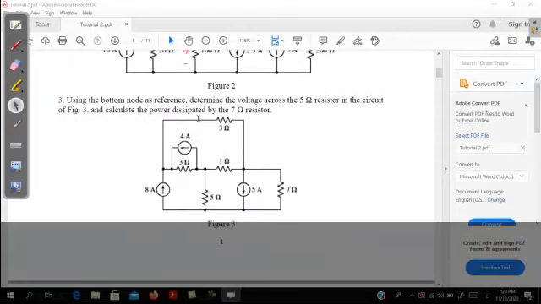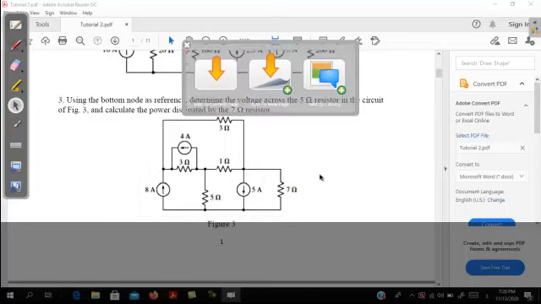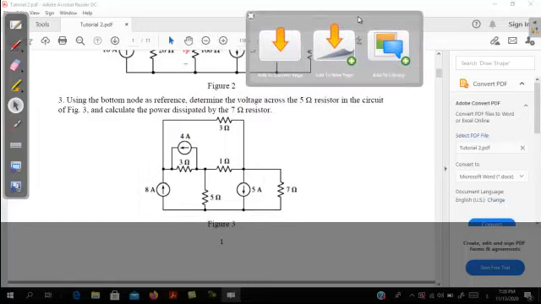So we go to our third problem here. In the problem statement, we need to find the voltage across the 5 ohm resistor. This is the 5 ohm resistor, and the power dissipated in the 7 ohm resistor. So in order to find this, of course, we need to use nodal analysis.